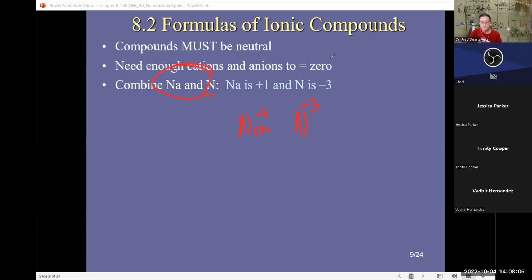Then we look and we remember that we have to add enough cations and enough anions so they equal 0. So I have a -3 charge on nitride. That means I need 3 sodiums, okay? 3 sodiums to counter the -3 of the nitride. So that result, that 3 becomes a subscript for sodium. So the formula is Na subscript 3 and then N for nitrogen.